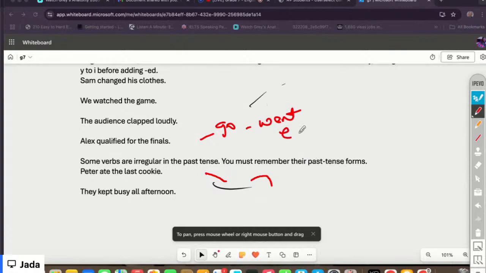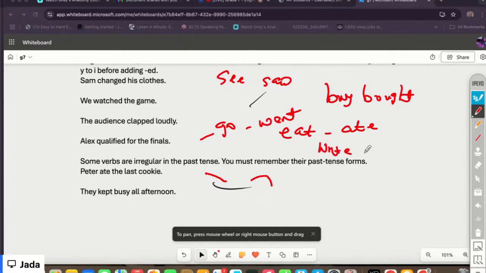Maybe you have eat, ate. So all of these don't have the same regular past tense that ends with ed. They are unique on their own. Just like saying see, saw. You understand? When you buy, you say, for example, buy, bought. So they have their own unique form, and you have to be the one to remember them.